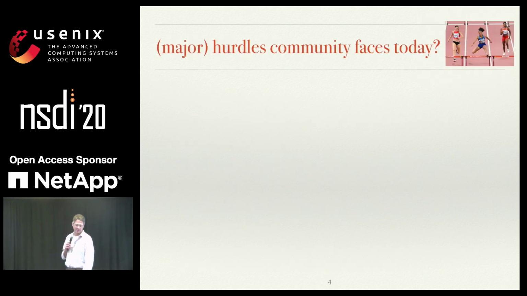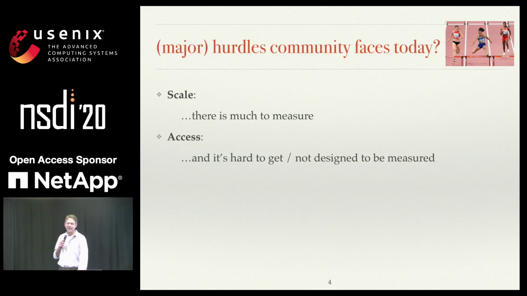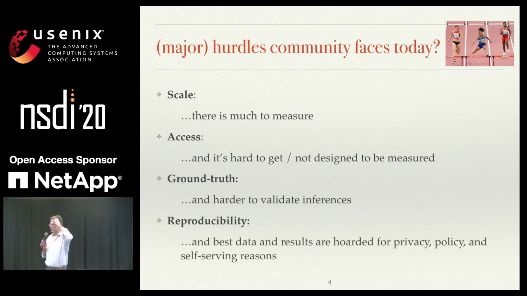So what are some of the hurdles that the community faces today when trying to do network measurement? Well, I alluded to scale. There's lots to measure. Access is hard to get. These things were not designed to be measured. The protocols, and often the providers, are actively trying to prevent you from measuring them. And ground truth is elusive, right? It's very hard to validate the measurements that you might make if you're trying to do this from outside of the network. And then finally is the problem of reproducibility.